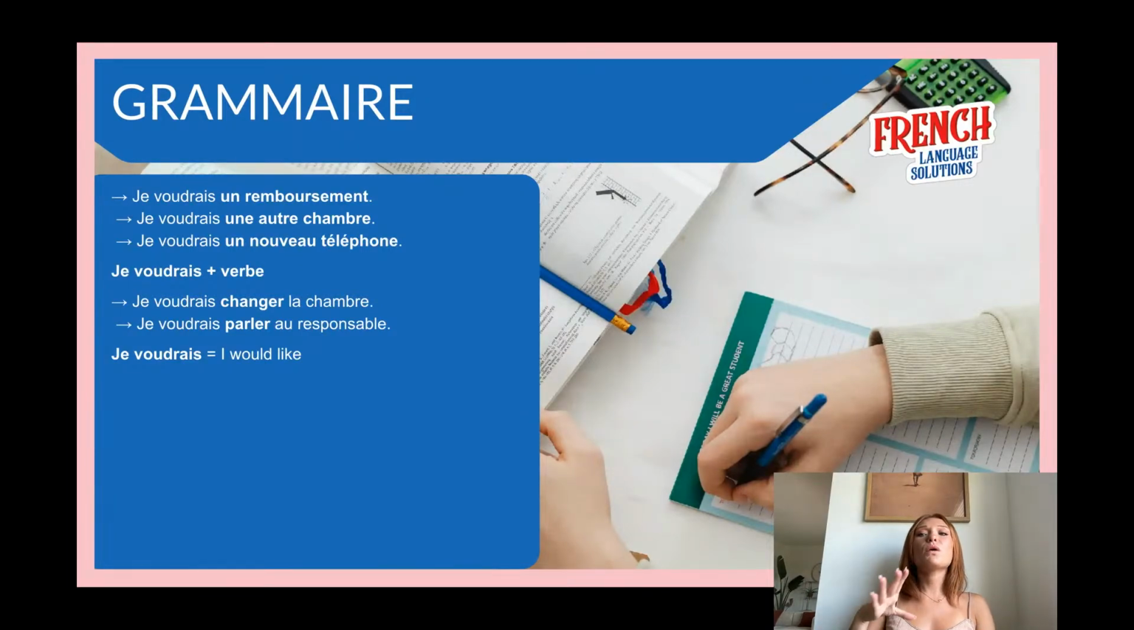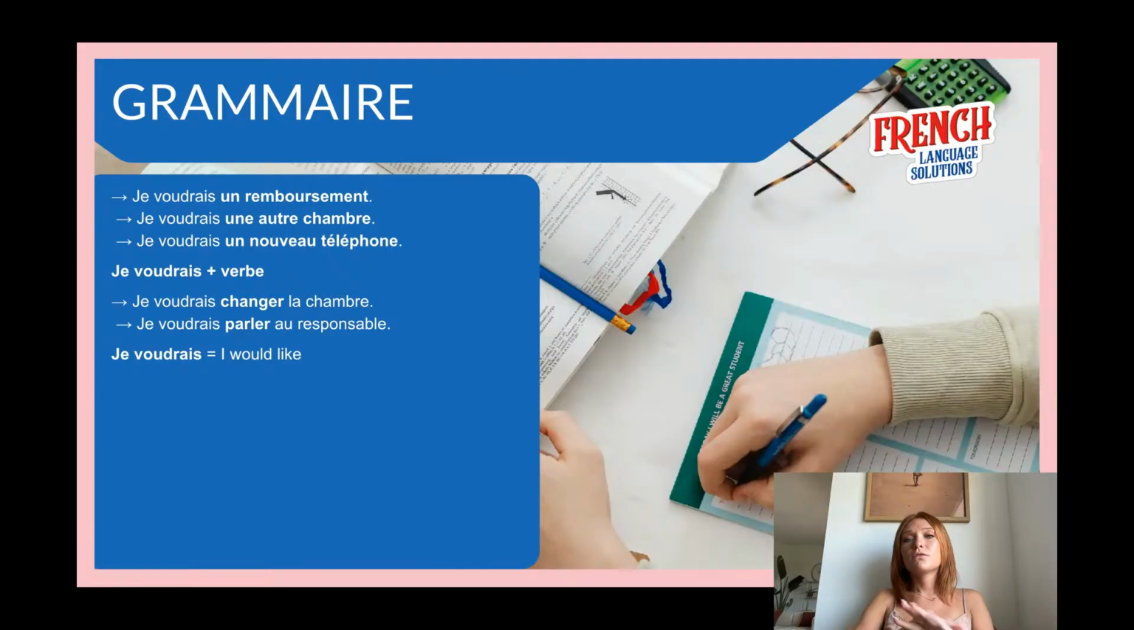So here, depending on what you want to say and the construction of the phrase that you want to have, you can either say, I would like plus a noun, I'd like a refund, I'd like another room, or plus another verb. I'd like to speak, I'd like to change. If it's the case, first verb, I would like, it's conditional, so of course, you're going to conjugate your verb.